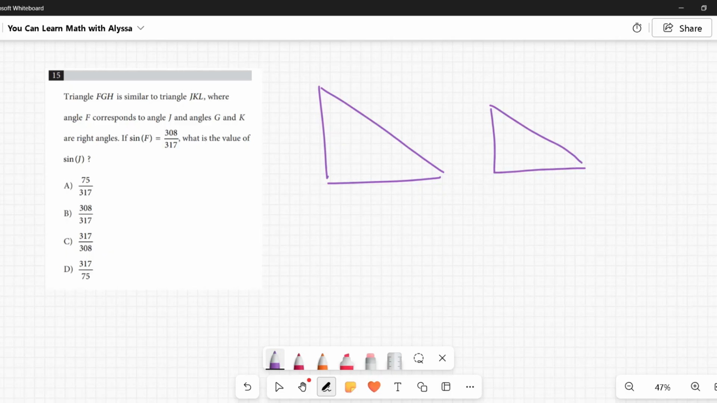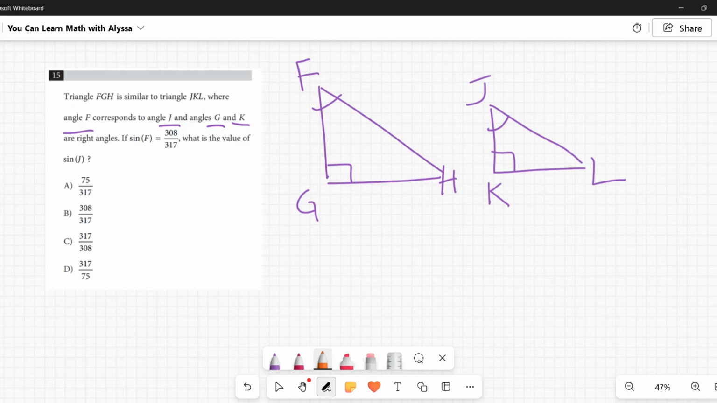Okay, so we're told angles G and K are right angles. So those are my G and my K. And F corresponds to J. So I've got F up here at top. That means J is up here at the top. And the leftovers are H and L. So I have triangle FGH, and I have triangle JKL. All right, so far so good.